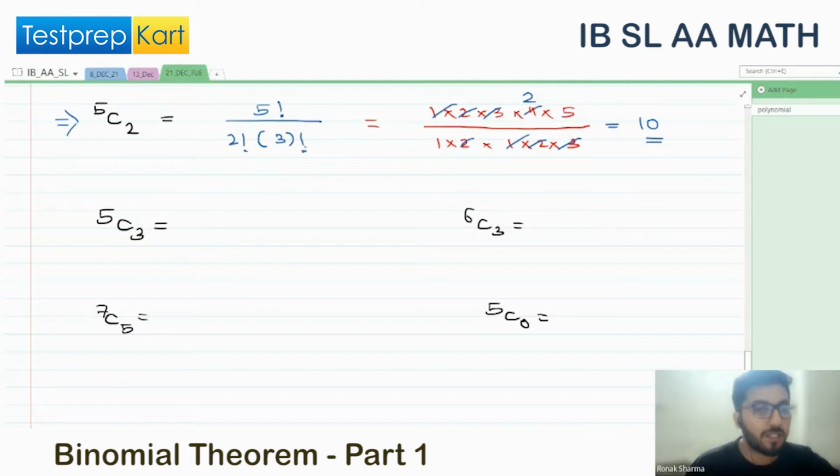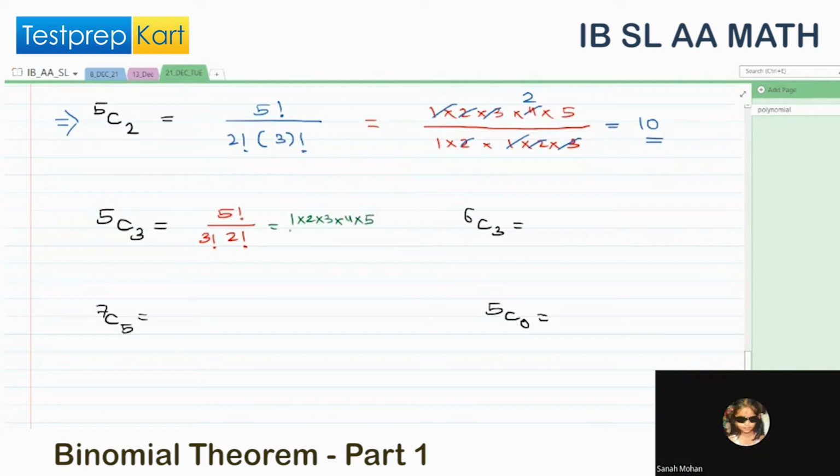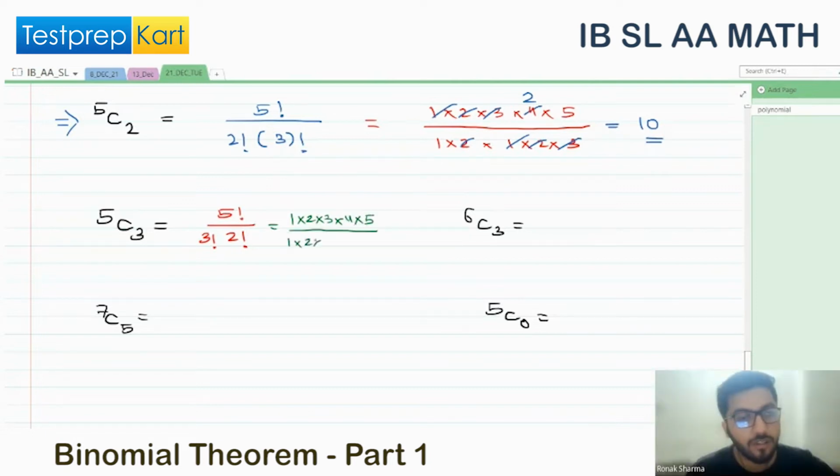See, don't multiply. Just try to cancel out the main factor. So 5C3 will be what? 5 factorial by 3 factorial and 2 factorial, right? So 5 factorial is 1 into 2 into 3 into 4 into 5. 3 factorial is 1 into 2 into 3, and 2 factorial is 1 into 2. So we can see that 1 1, 2 2, 3 3 cancel, then 2 times 2 is 4, 5 into 2 is 10. So cancel out the factors.